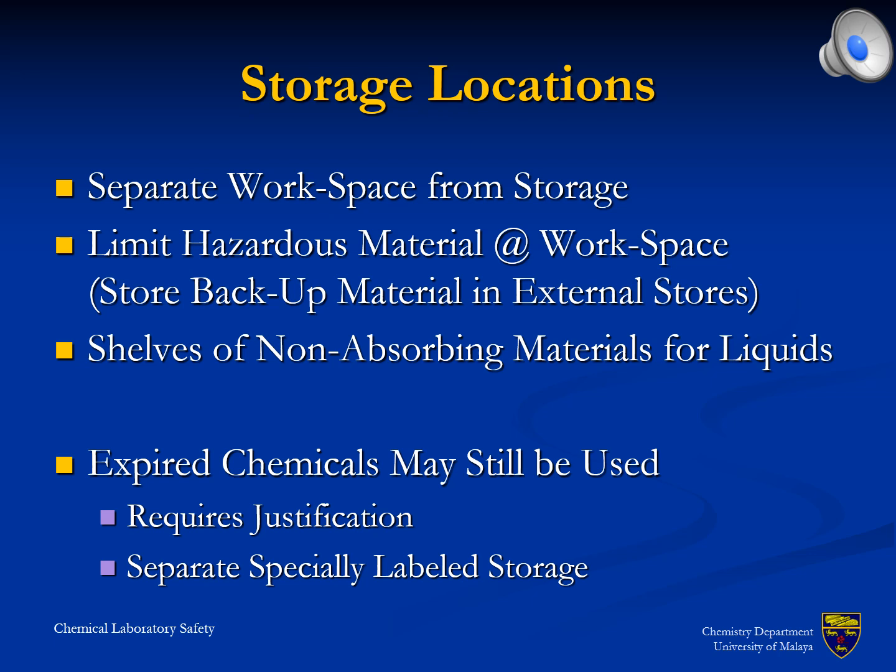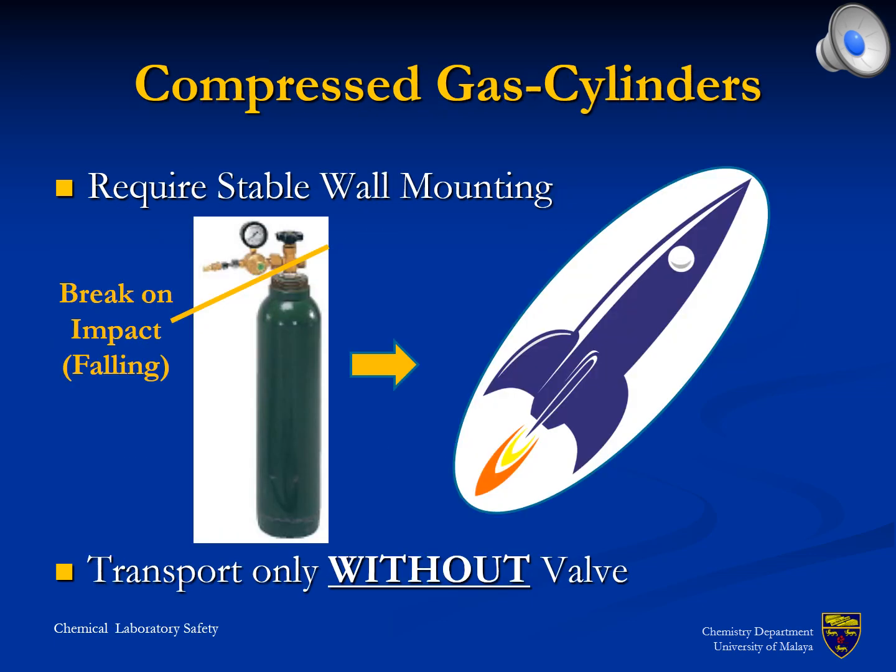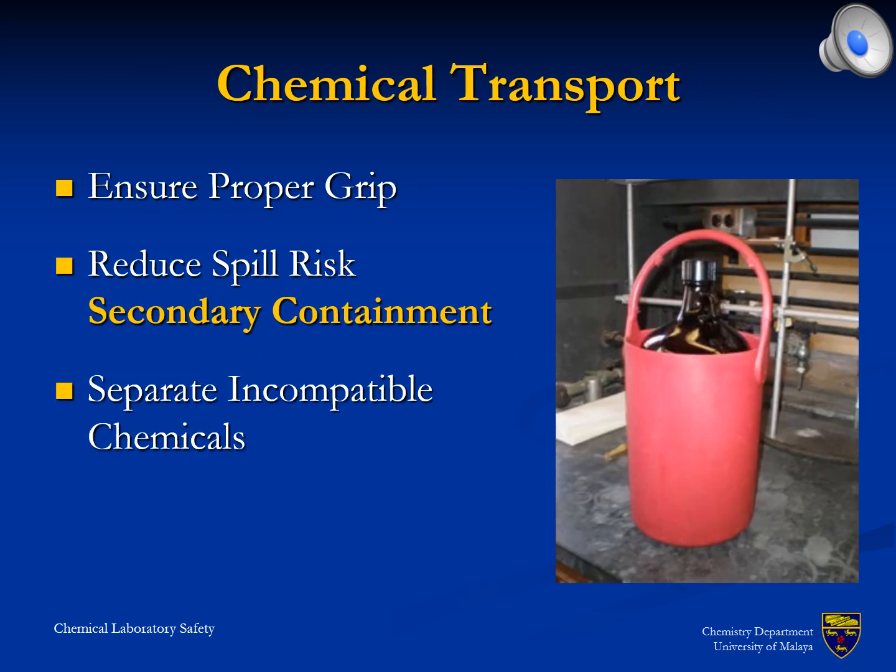Expired chemicals may still be used, if it is safe. However, expired chemicals must be stored away from other chemicals and their continuous use requires a justification. Gas cylinders must be mounted at the wall to avoid falling. Transport of gas cylinders must be done without a mounted valve. If a gas cylinder falls on the valve, it reacts like a rocket and is likely to pass several walls before it finally stops. Transport of chemicals requires the use of carriers with secondary containment. While chemicals may be combined for transport, separate carriers have to be used for incompatible chemicals.